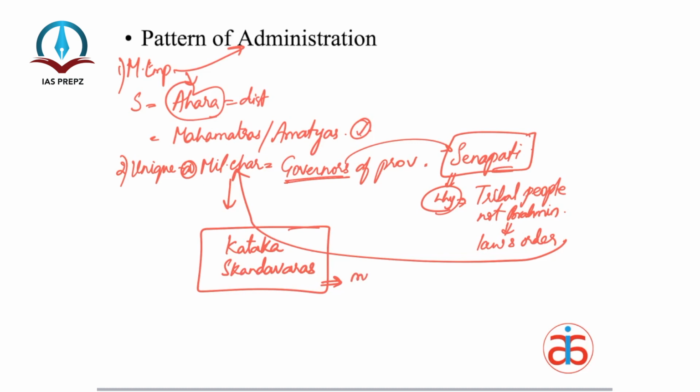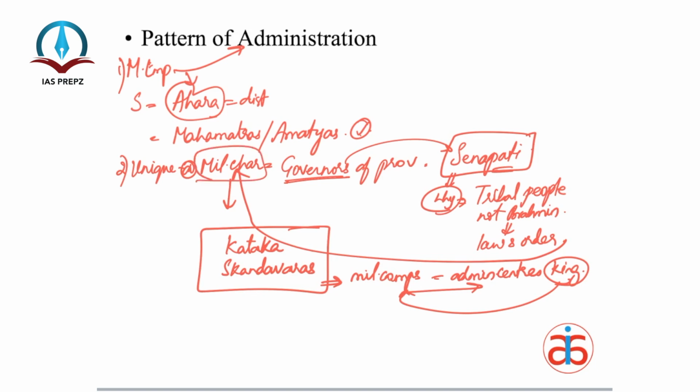These were actually military camps but acted as administrative centers whenever the king visited these camps. So, implying that military camps also played an important administrative role, clearly showing the unique and distinctive feature of Satavahana administration. The second unique feature of Satavahana administration is its feudal nature, which we had seen some time back.